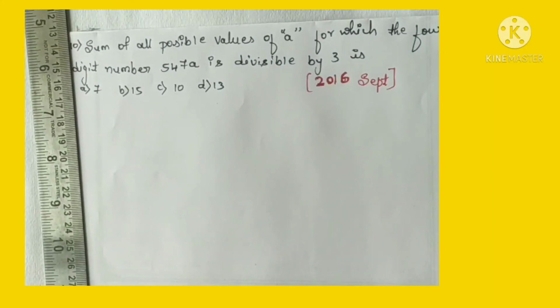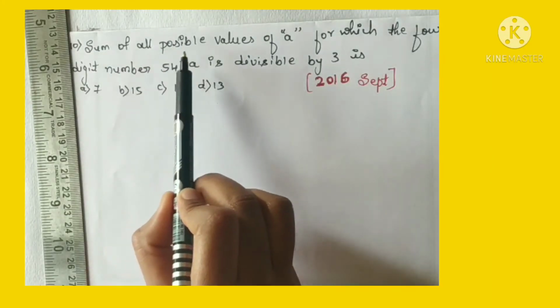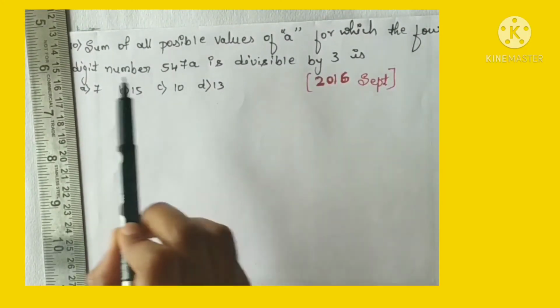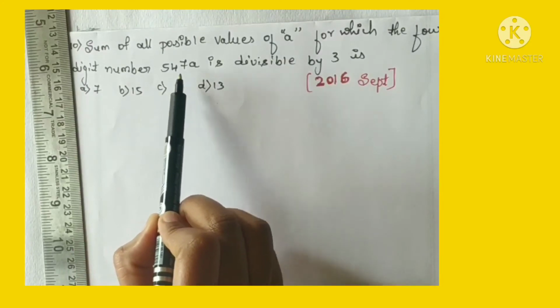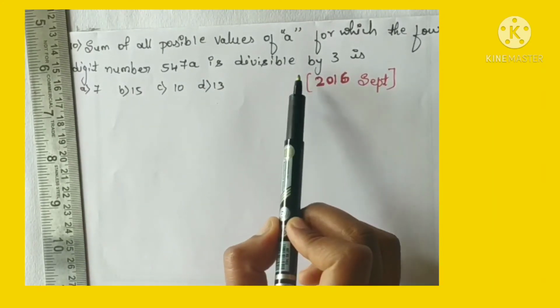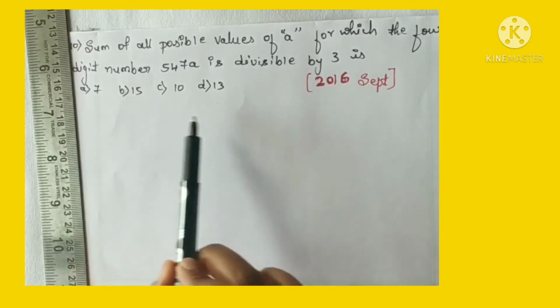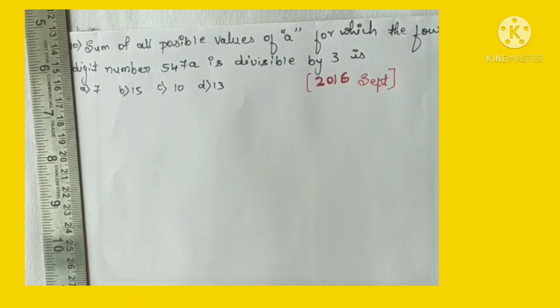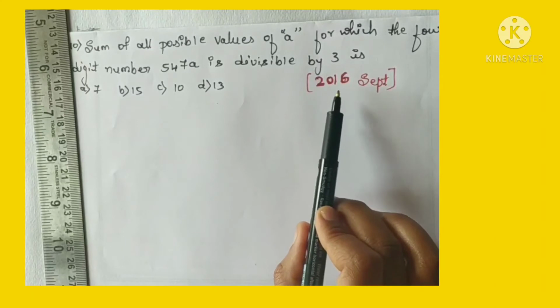Question number 10. Find the sum of all possible values of A for which the 4-digit number 547A is divisible by 3. The given options are 7, 15, 10, 13. And this is a 2016 asked question.